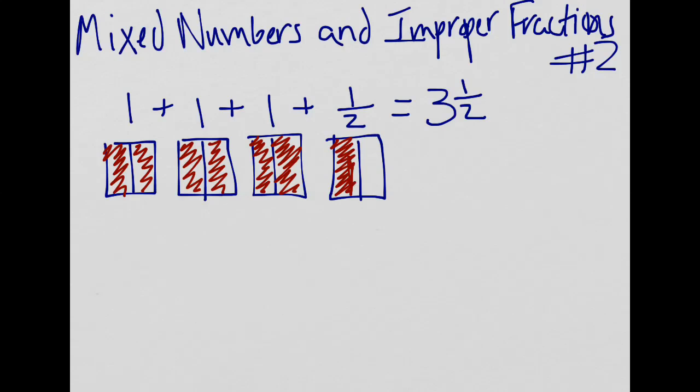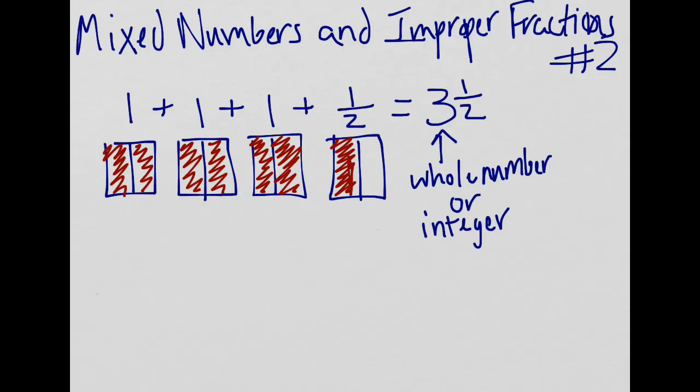So the reason why it's a mixed number is because you have 2 things going on. You have a whole number or an integer, and then you also have a proper fraction. So that's the reason why we call it a mixed number.